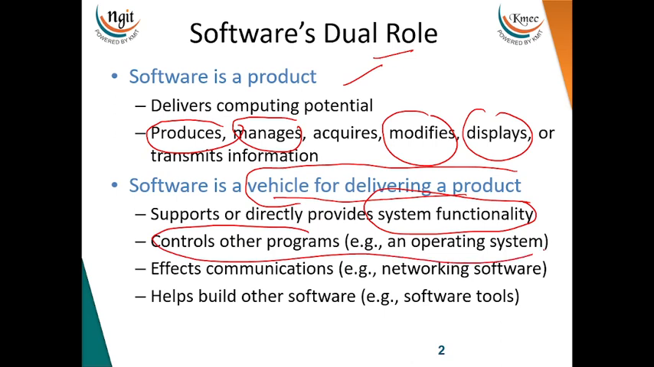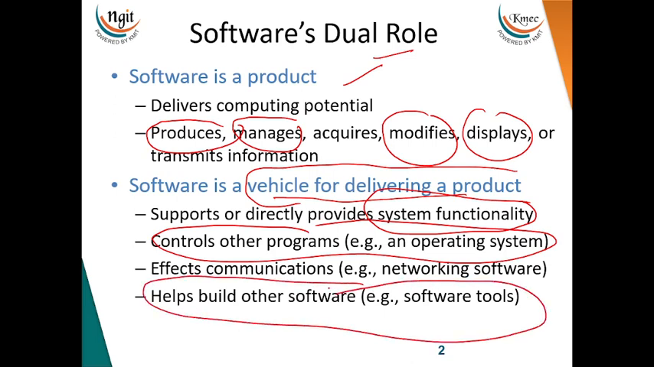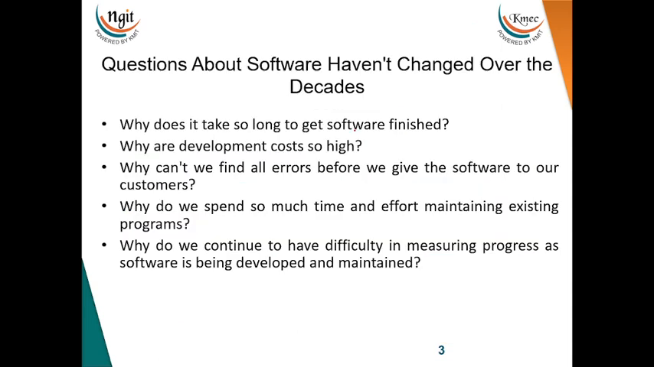Then, effective communication: with the help of a network, we can communicate. It also helps to build other software, as there are tools which help with that. So in my first slide, what I told you is that software has a dual role. It is a product as well as a vehicle for a product.